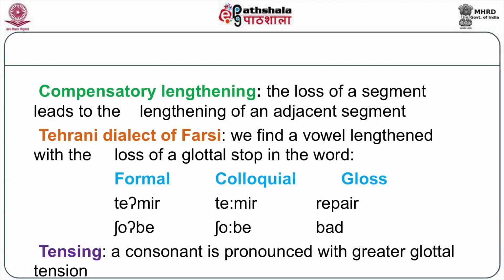We have before us some interesting examples of lengthening in a Tehrani variety of Persian. In Tehrani Persian, what we noticed is that when a glottal stop is dropped, it leads to lengthening of a vowel. The glottal stop may be before or after a consonant. Look at the examples on the screen.